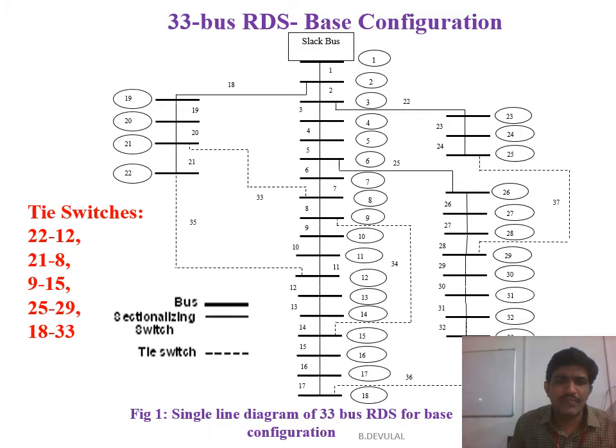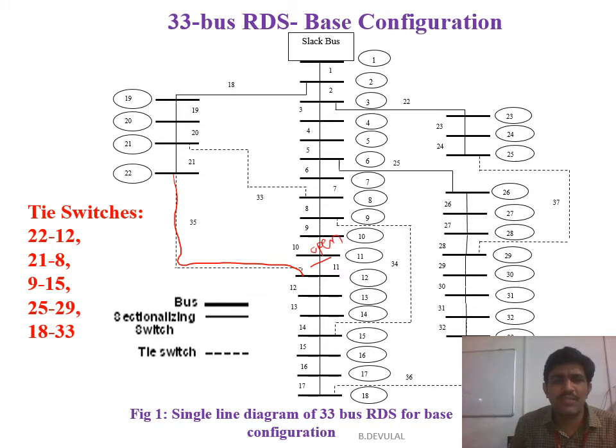So this is the base case configuration. Now I observe that at buses 22 and 12 there is the maximum voltage stability index. Then I have to close this one. After immediately closing the switch, a closed path will be formed. This closed path I have to remove by opening between bus 12 and bus 11. This one is an open circuit, because it is a closed path.